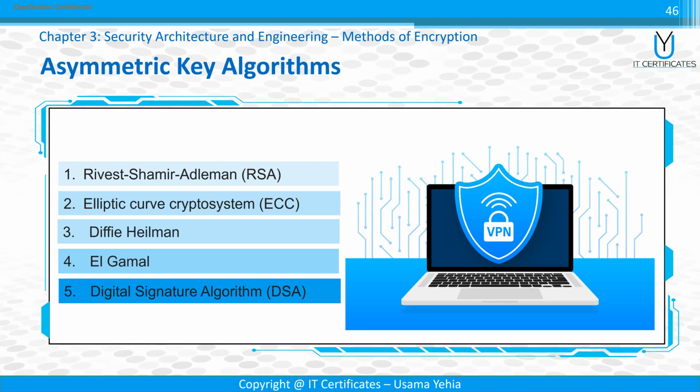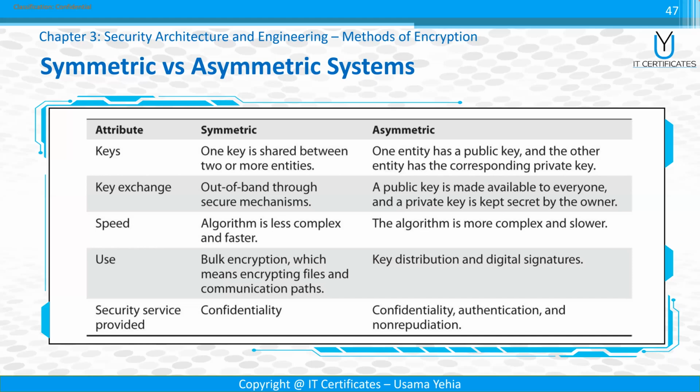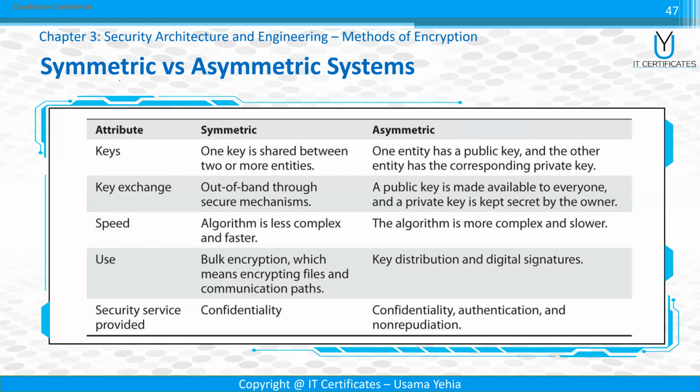What are the asymmetric key algorithms? We have RSA, ECC, Diffie-Hellman, ElGamal, DSA. All this encryption we will cover later. I will stop here. We bypassed 3 slides, and we will start tomorrow with the symmetric system. This slide compares both of them and serves as a refreshment for you, so consider it a review of the information, inshallah.